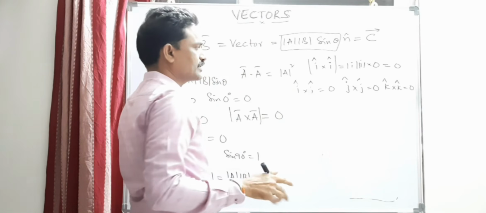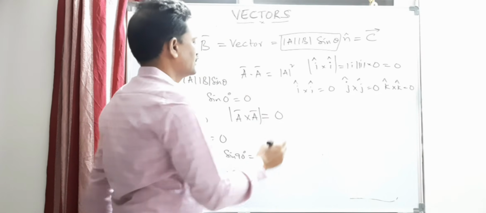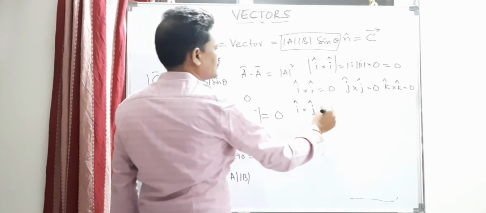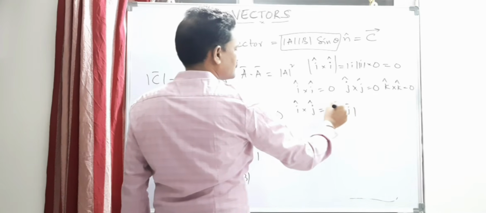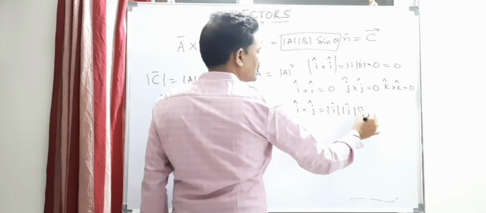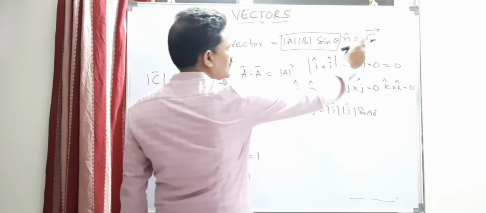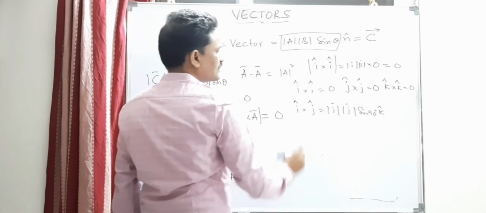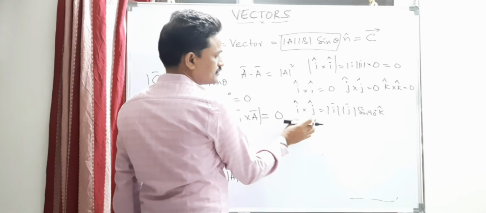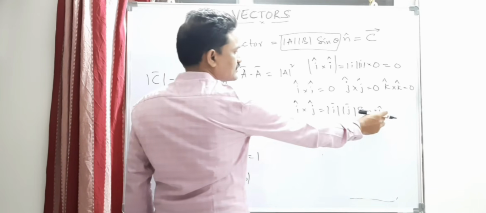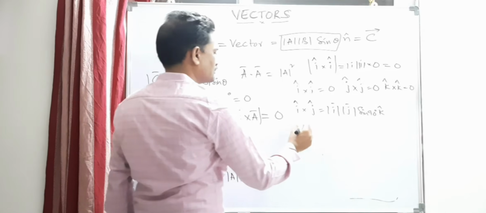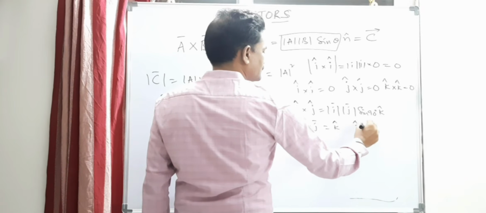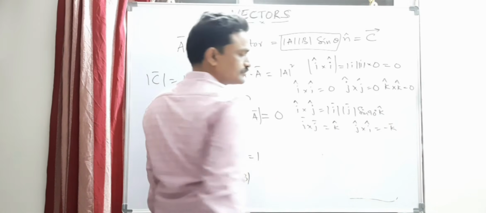If you take two unit vectors on two different axes, x and y axis, then it becomes I cross J. From this definition, this is mod I, mod J, sin 90. Sin 90 is equal to 1. And the result must be perpendicular to both I and J, so definitely it must be K. Because I is x-axis, J is y-axis, so to both x and y, the perpendicular axis is Z. So I can write I cross J is equal to K. Now what about J cross I? Opposite, it is minus K. Is it clear?